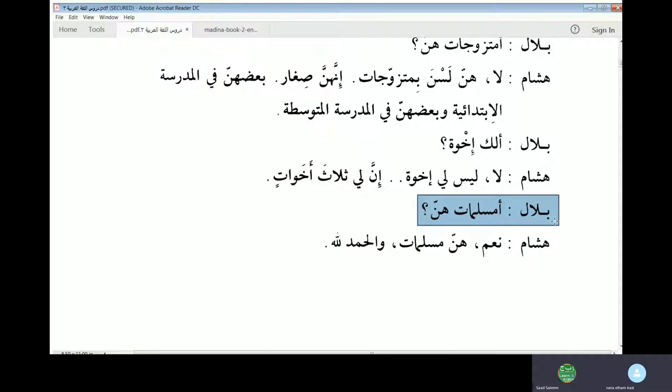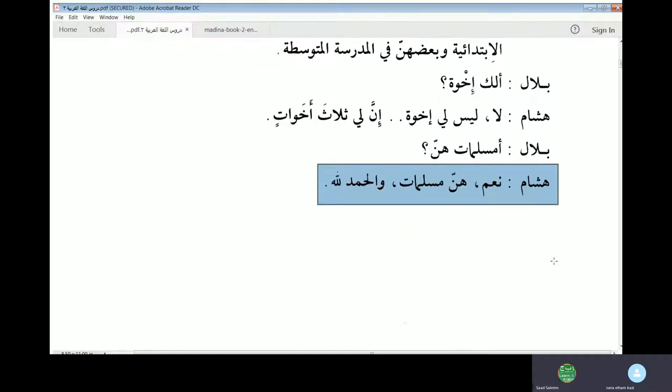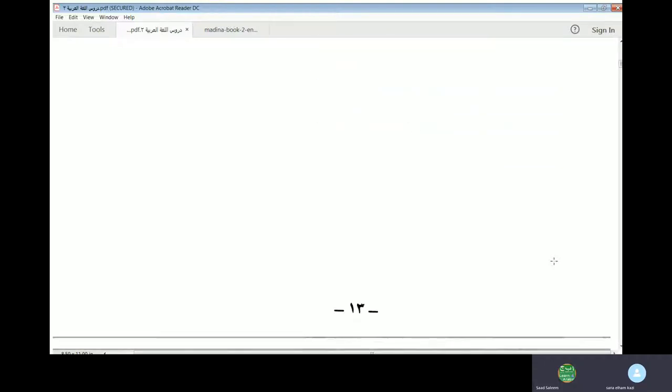मुस्लिमातुन हुन्ना. Are they Muslims? नाम हुन्ना मुस्लिमातुन अल्हम्दुलिल्लाह. Yes, they are Muslims, alhamdulillah.